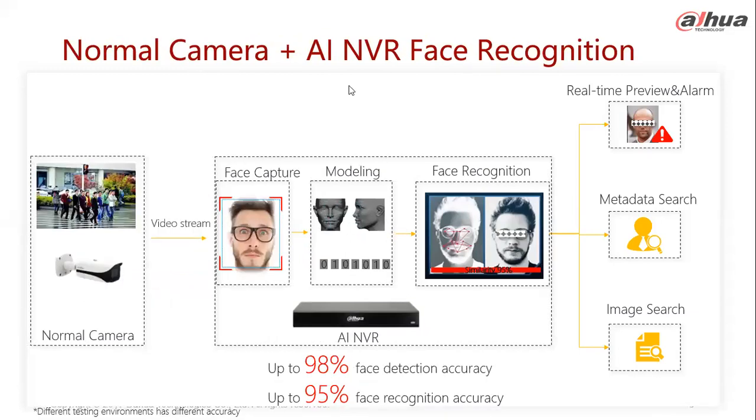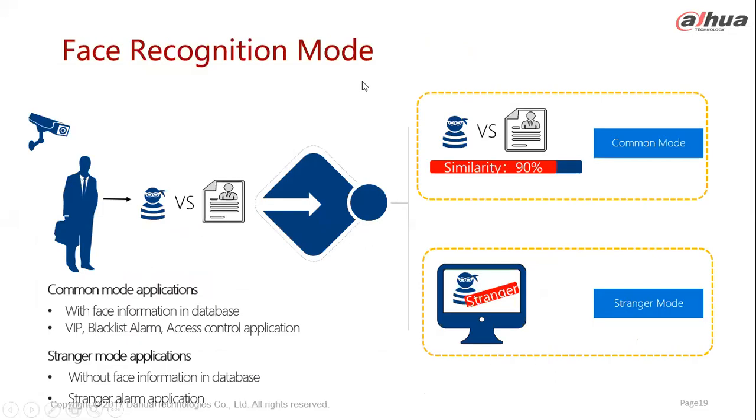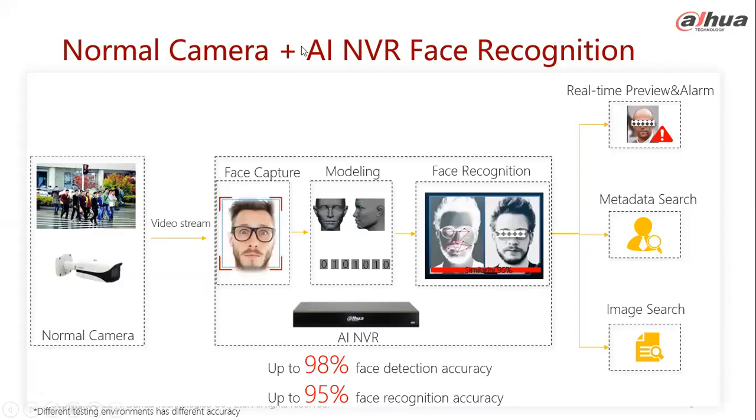So a normal camera and an AI NVR, how the recognition is achieved. The picture comes from the camera, there's the modeling, and then there's comparison.